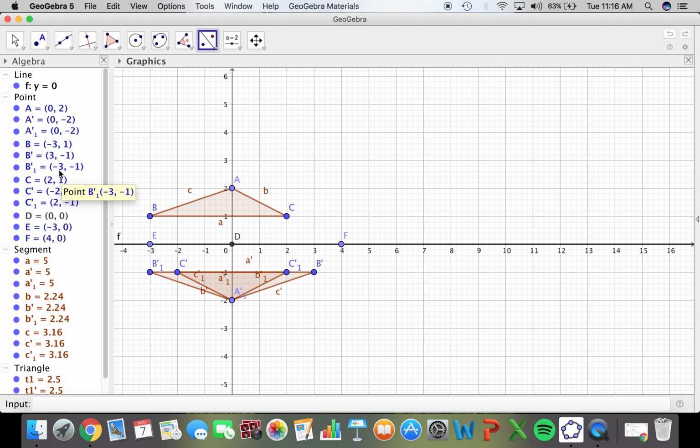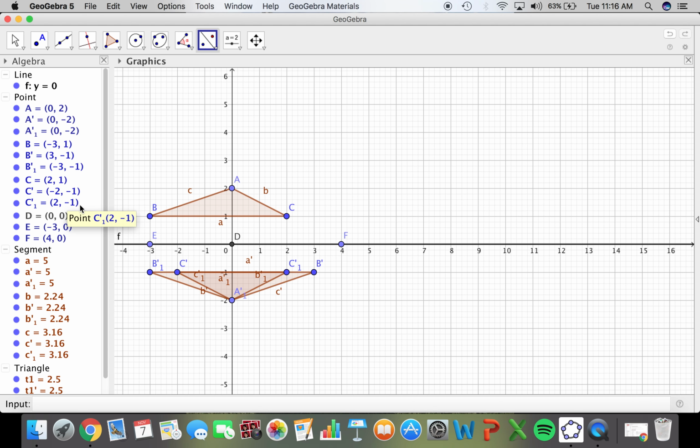And since we've reflected about the x-axis, we know that our x-coordinate stayed the same, and our y-coordinate became the opposite of what it was. So for example, point C is at 2, 1, and C prime 1, which is our reflection about the x-axis, is at point 2, negative 1. So our x-coordinate stayed the same, and our y-coordinate became the opposite of what it was. If we reflected about the y-axis, our y-coordinate would stay the same, and our x-coordinate would become the opposite of what it was.